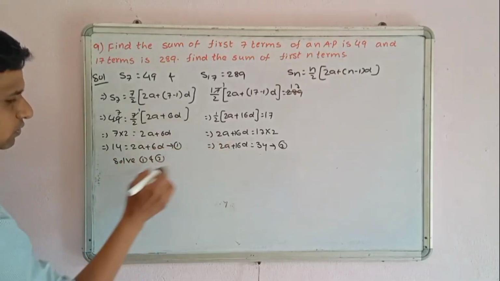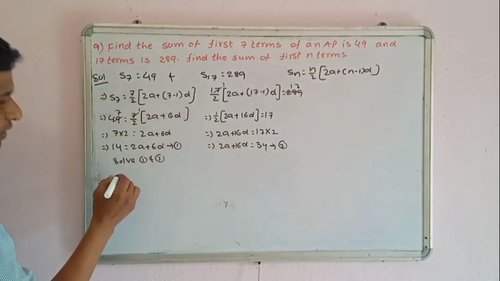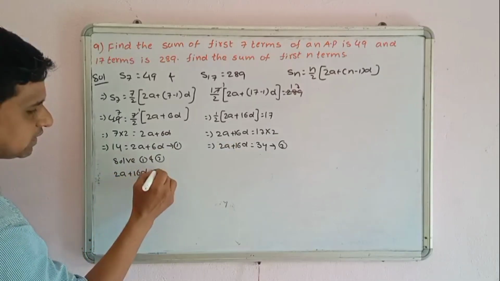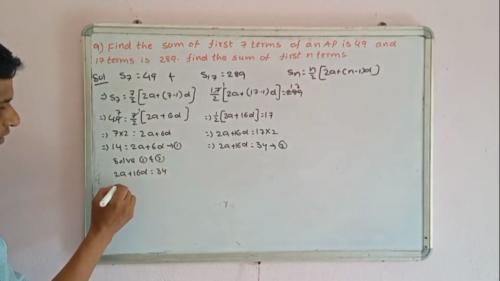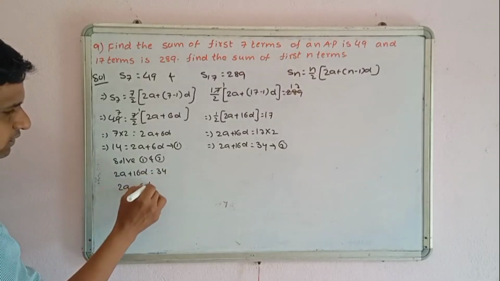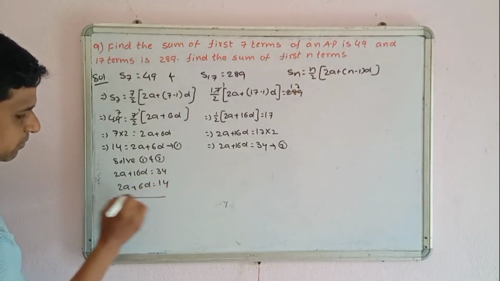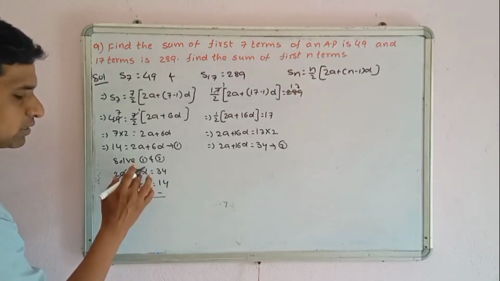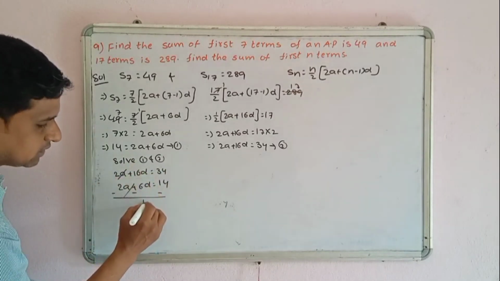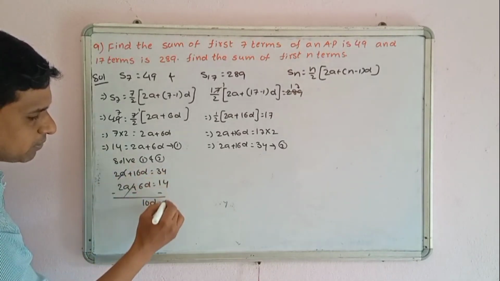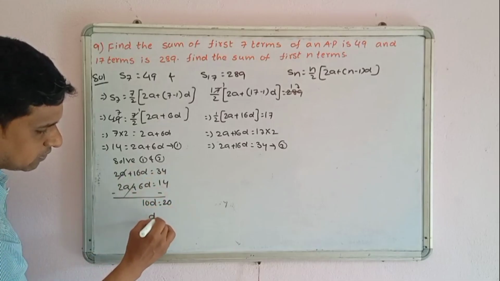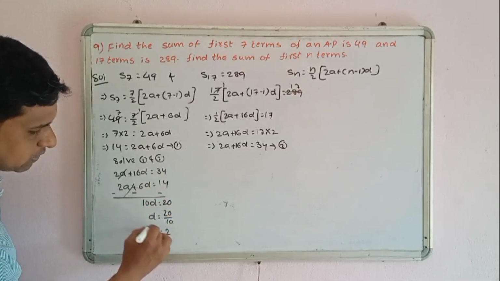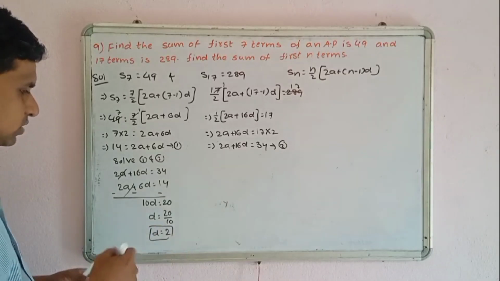So what is equation 2? Here 2 is a bigger number, 16d. 2a plus 16d equals 34. Equation 1 is 2a plus 6d equals 14. So do subtraction. The 2a and negative 2a get cancelled. 16d minus 6d is 10d. 34 minus 14 is 20. So d equals 20 by 10, that is 2. d equals 2.